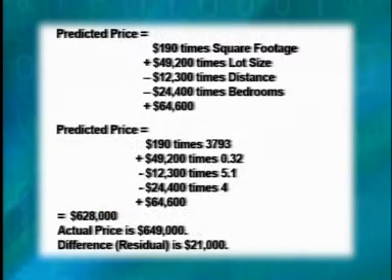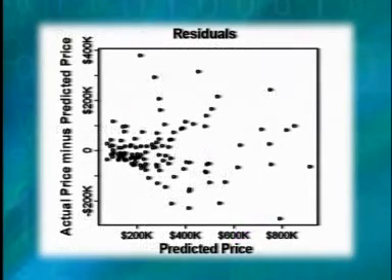We can actually look at our example, looking at the same house. This is the general equation, and if we plug in the values for the exact same house that we looked at before, we see that now the predicted value is $628,000. Its actual price was $649,000, so in this case the residual has been reduced to $21,000. So you see it's a better fit. Once again, we can plot the residuals in this way to see that they're random, and of course we're hoping that they get smaller.